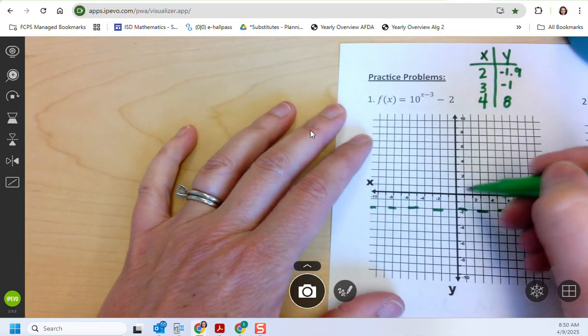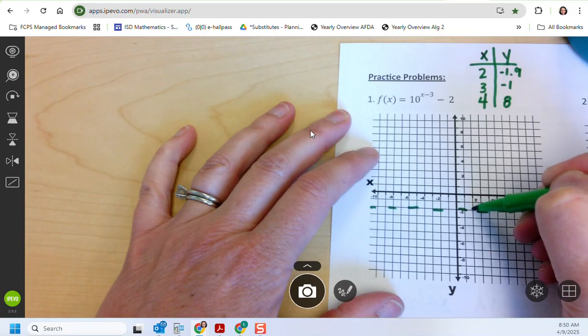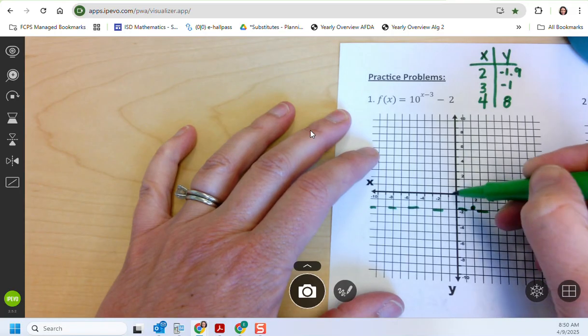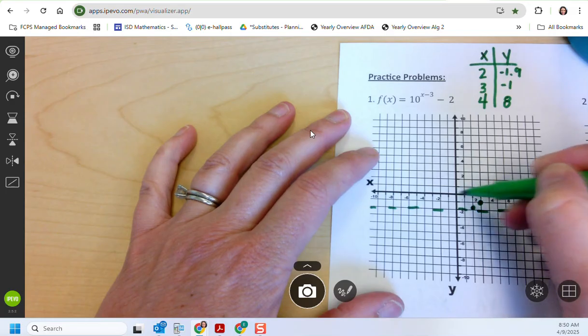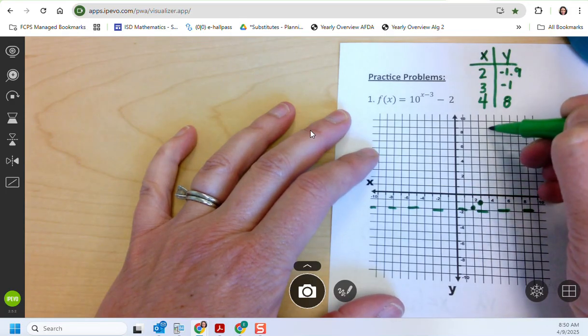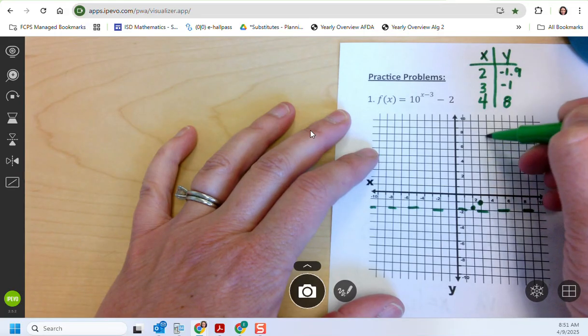All right, so let's graph those. 2, -1.9. 3, -1. And 4, 8. 2, 4, 6, 8.